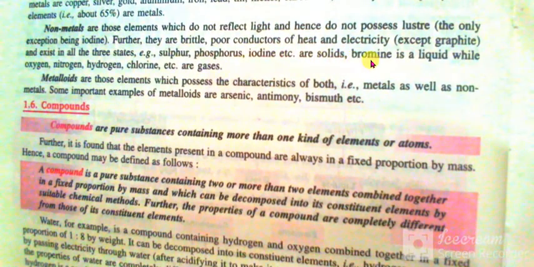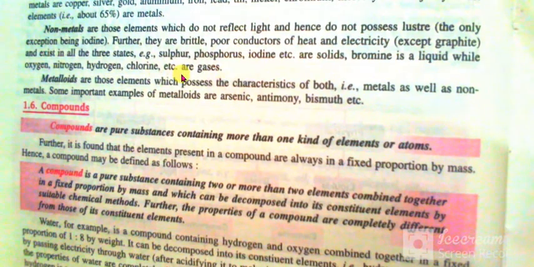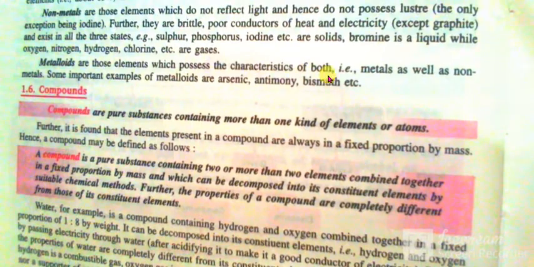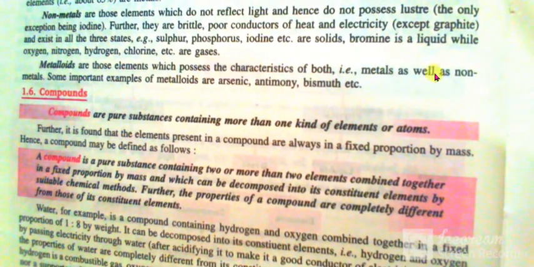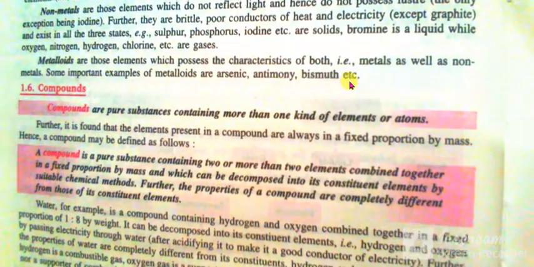are solids. Bromine is a liquid, while oxygen, nitrogen, hydrogen, chlorine, etc. are gases. Metalloids are those elements which possess the characteristics of both, that is, metals as well as non-metals. Some important examples of metalloids are arsenic, antimony, bismuth, etc.